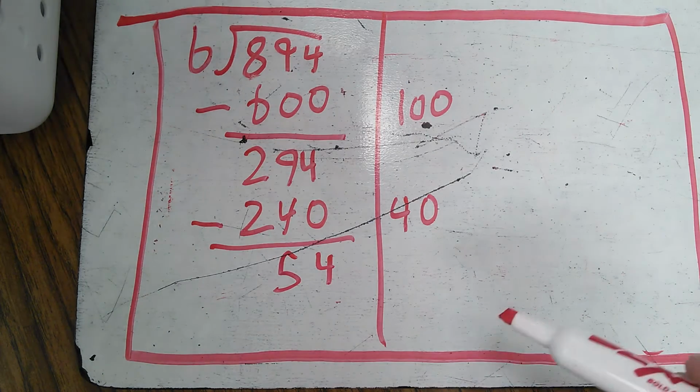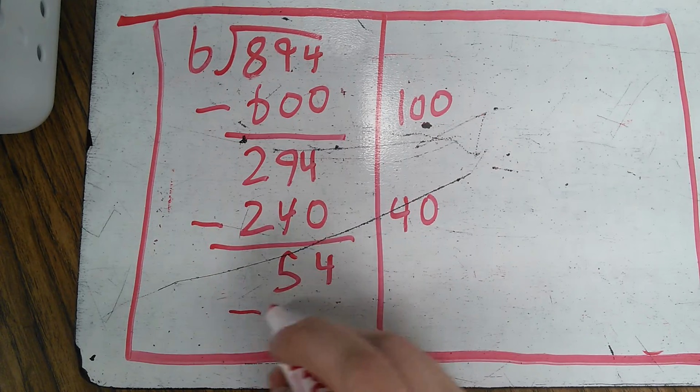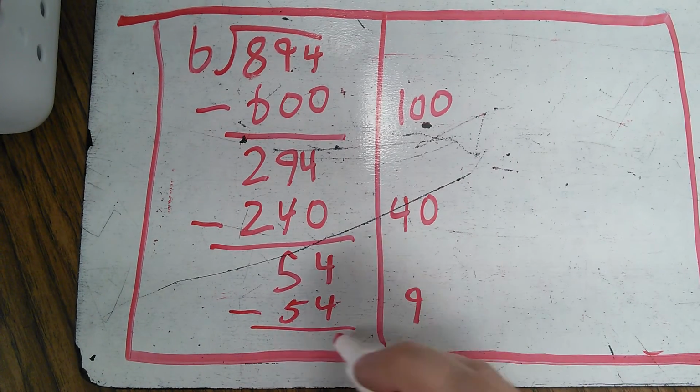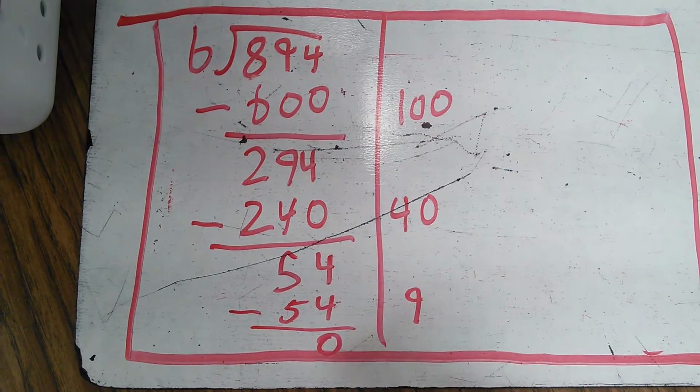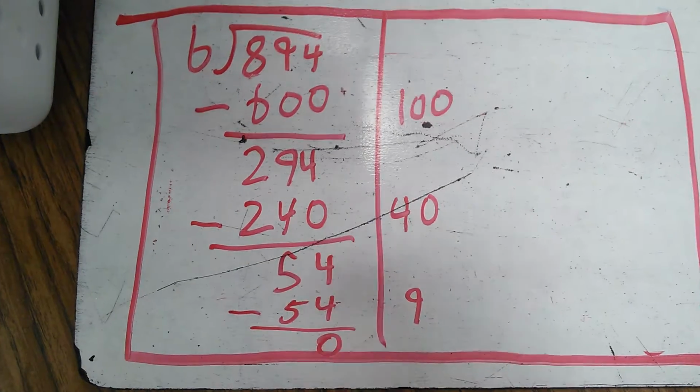Now, again, I need to use my times tables. 6 times what is 54? And I know that 6 times 9 is 54. So I'm going to put a 9 right here, subtract my 54. I have 0, so there's no remainder. I put my 9 because 6 times 9 is 54.